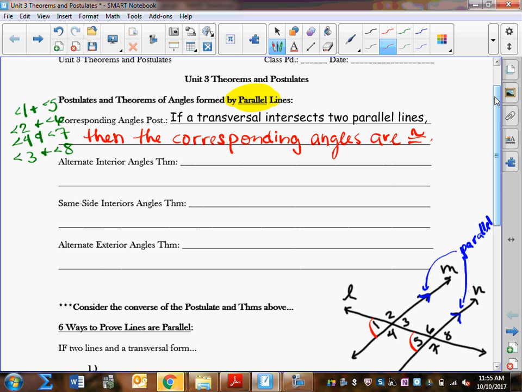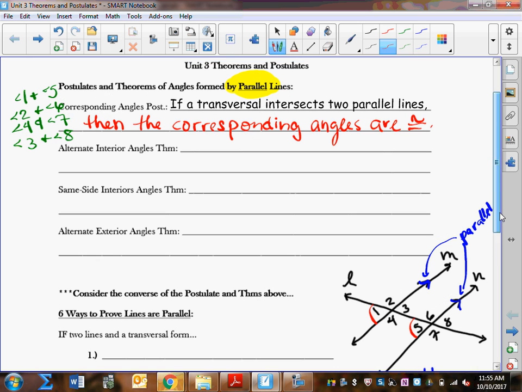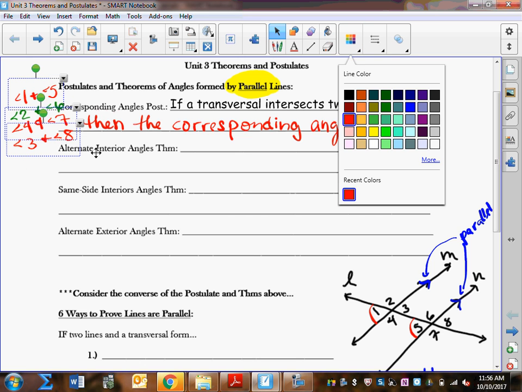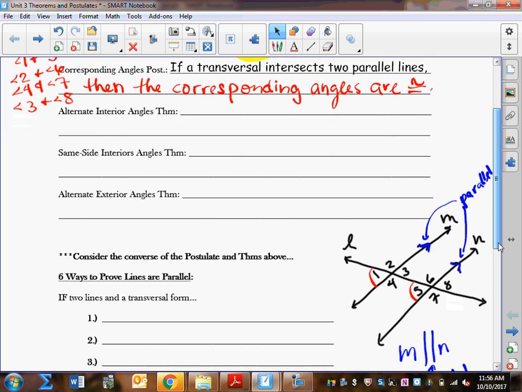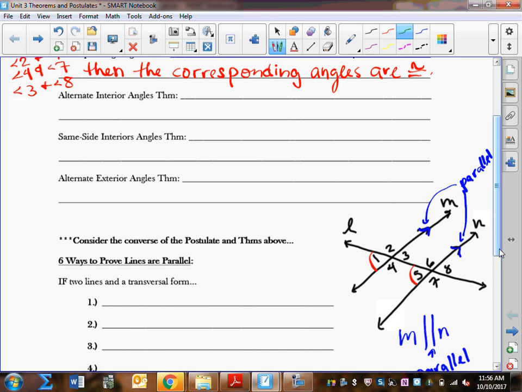Okay, so now let's talk about alternate interior angles. Let's first just identify them. So real quick with your shoulder partner, tell your shoulder partner what pairs are alternate interior pairs.